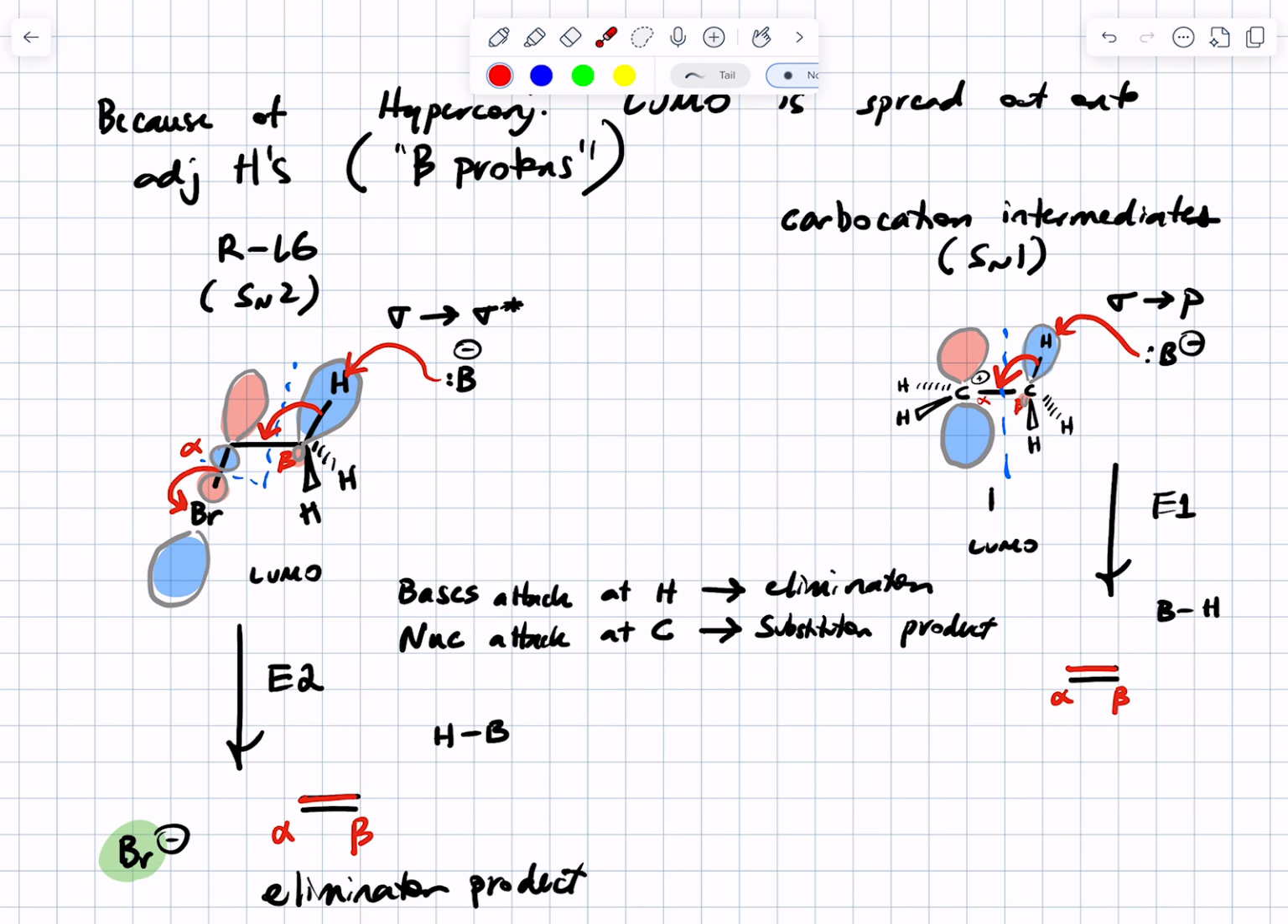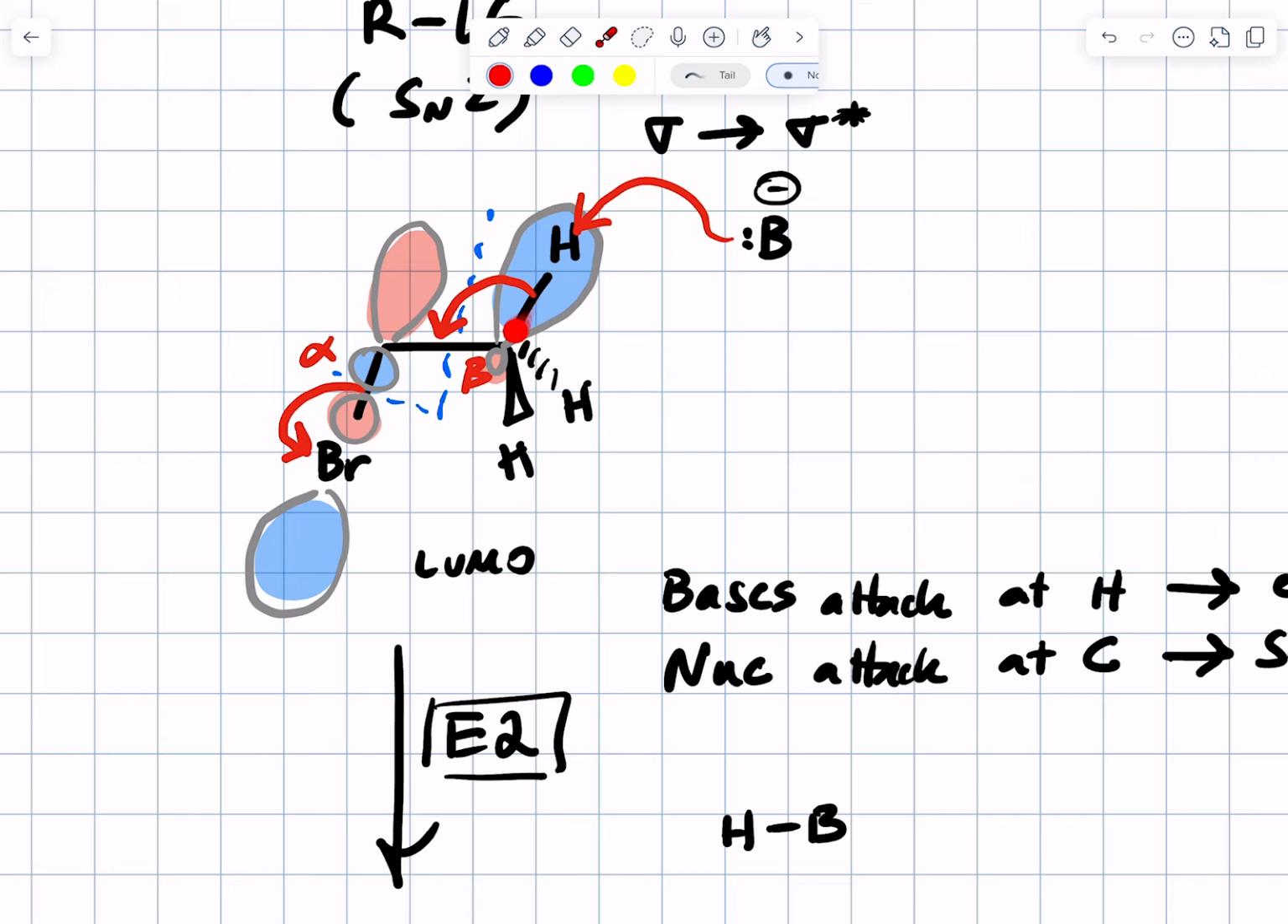Now, there's a couple of requirements. Well, one requirement for the proton that's adjacent to the leaving group, and it really has to do with this hyperconjugation thing. Hyperconjugation works and puts LUMO on the beta proton only when the beta proton can be lined up with the sigma star.